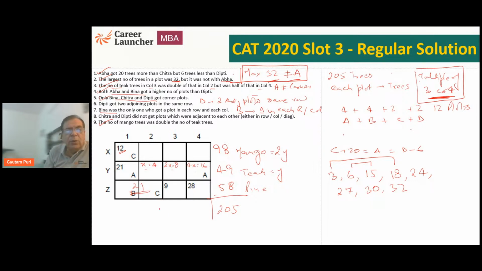Okay. Similarly, when you look at this part, D gets 2 adjoining plots, if you remember. It could be either these two or these two or these two. Then we have another condition, statement 8: C and D did not get plots adjacent to each other. So D cannot come here, cannot come here, cannot come here, cannot come here. So the only two places possible for D are these two, because C and D cannot be adjacent to each other. And since D has to have 2 adjoining plots in the same row, this is the only possibility.